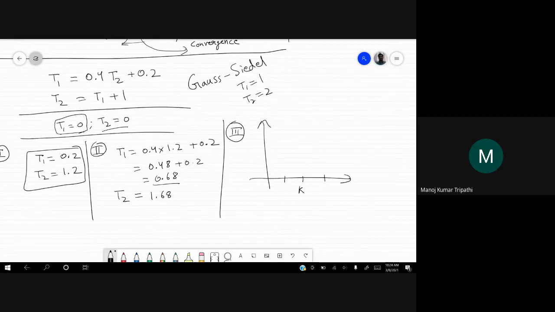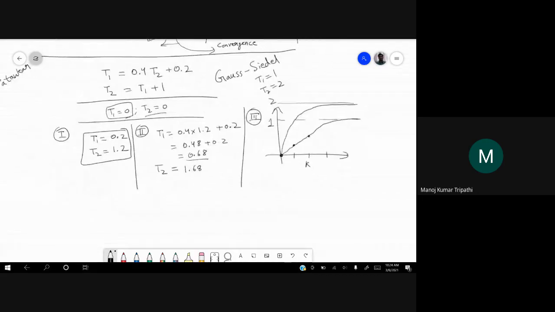So let us plot it for T1. The initial guess was 0, let's say. It came out to be 0.2 here. Then it came out as 0.68 here. And if you do this, you will see that it gradually converges towards this value 1. And similarly, T2 will converge towards the value 2. You can do this exercise and you will find that.